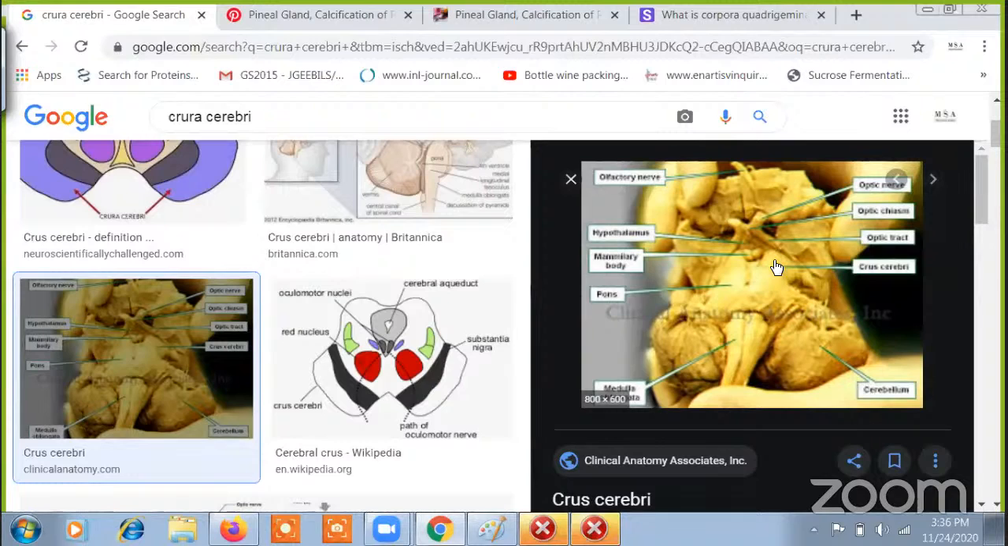Midbrain. These tracts are having the ascending and descending nerve fiber. Remember this. These tracts are having the ascending and descending nerve fiber, and these are connected with the cerebrum.